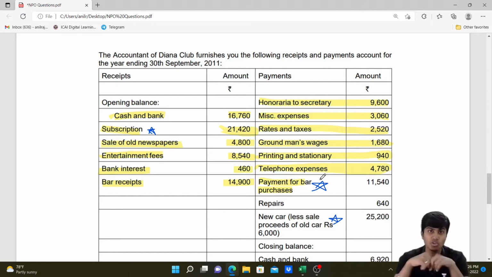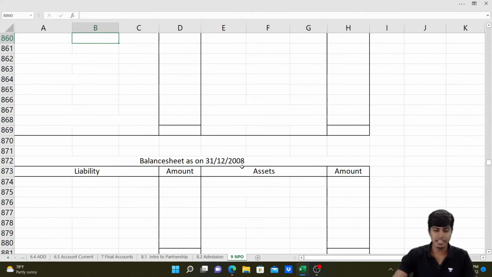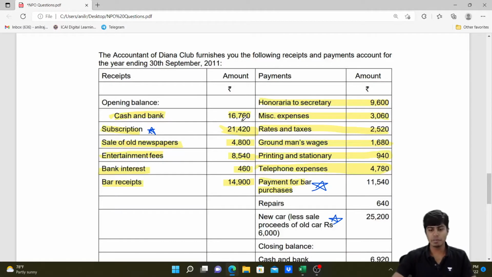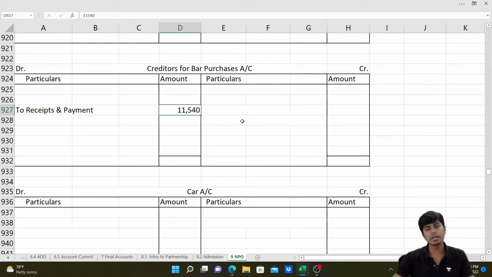So in my creditors for bar purchase account, I'll write this on the debit side as to receipts and payment. From our creditors for bar payment, I will determine how much is my bar purchases. That bar purchases, I'll put it in my bar stock account to find consumption at bar, which will become our expense. Got that? So payment for bar purchases, let me write it in creditors for bar purchases account. In receipts and payment, I've done payment for bar purchases. So in my creditors for bar purchase account, I'll write to receipts and payment account 11,540.